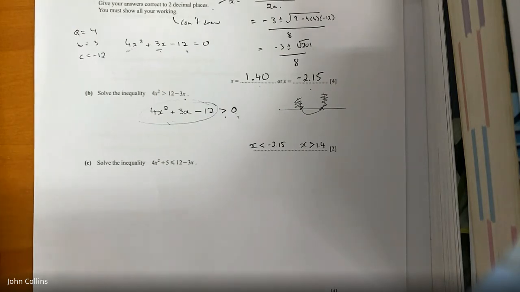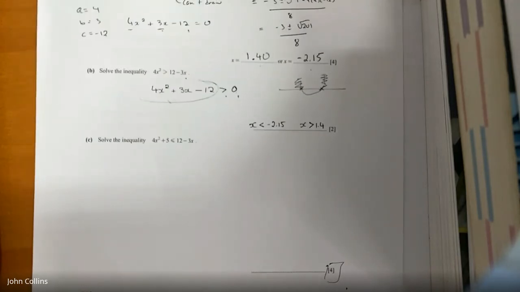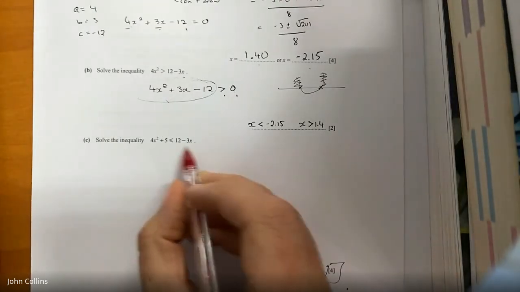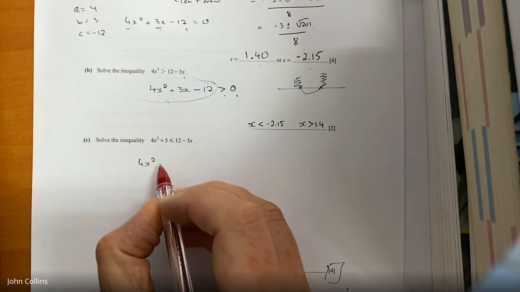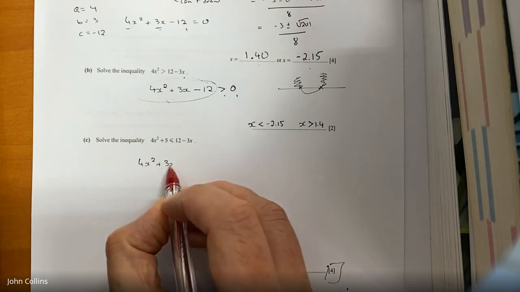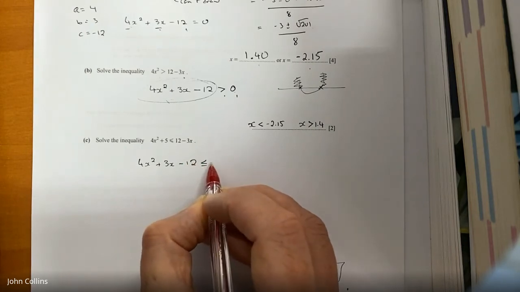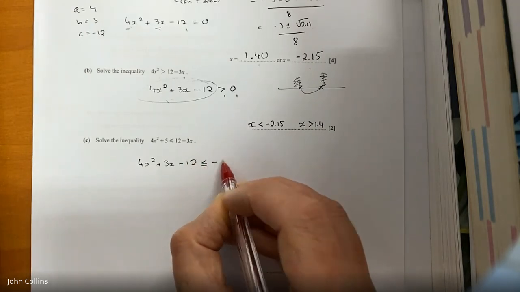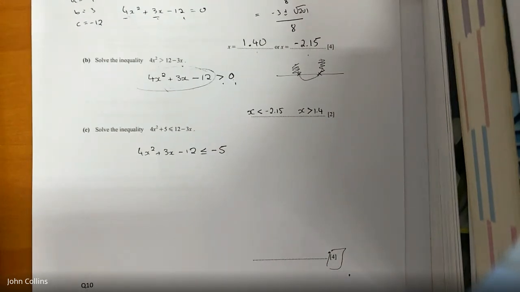Next question. Note the 4 marks. So this looks a lot like this, except for there's a 5 involved. Well, let's see what that is: 4x squared plus 3x minus 12 is less than or equal to minus 5. Just switch it around a bit. Okay. Why did I do that?